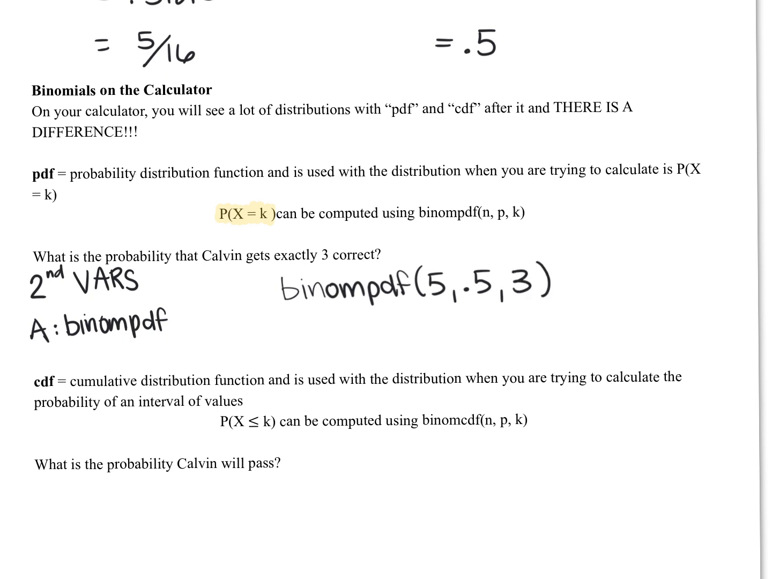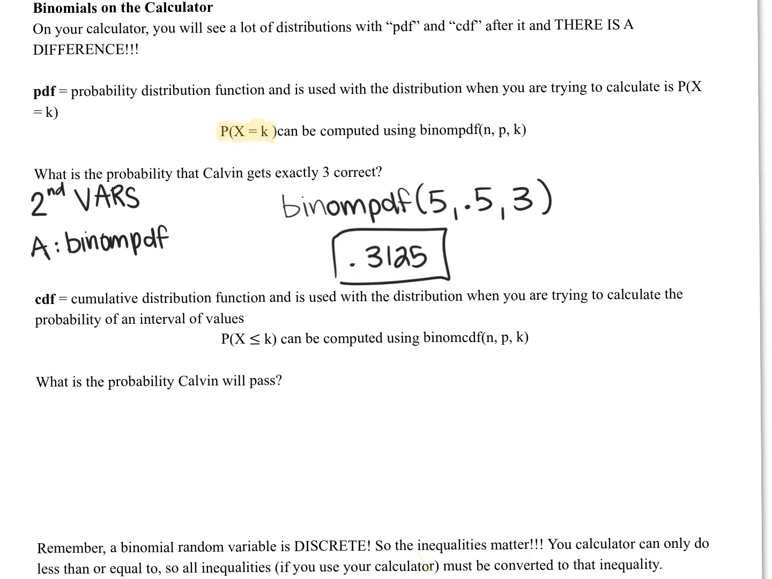Then we're going to hit enter, and we're going to get 0.3125, which is the exact same thing we got when we used the formula for binomial distributions, and then again when we were just using regular probability distribution.